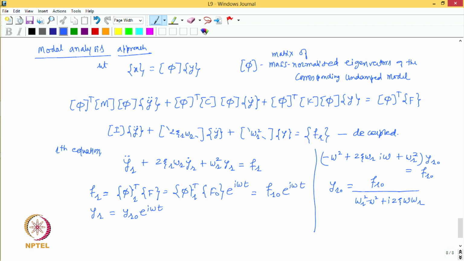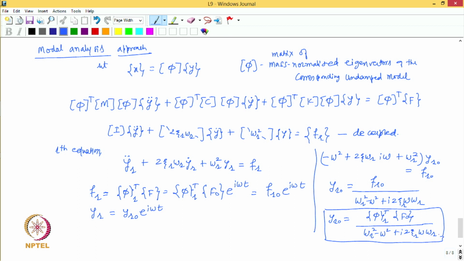So, therefore, if we now write down in place of F_R0, we can write phi_r transpose F naught upon omega_r square minus omega square plus i 2 zeta_r omega omega_r. I think I should have r here. So, this is nothing but the modal response amplitude in the rth mode, right. When the force vector amplitude is given, and the mode shape is there, we can now find the modal response from here.